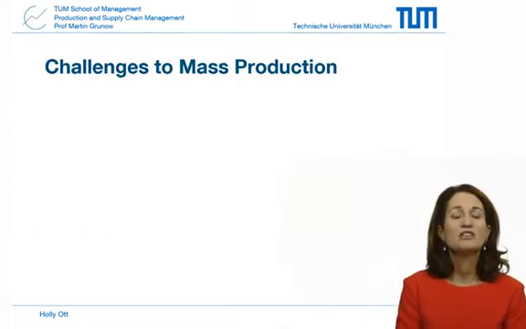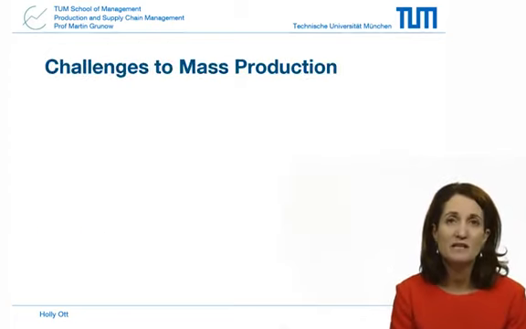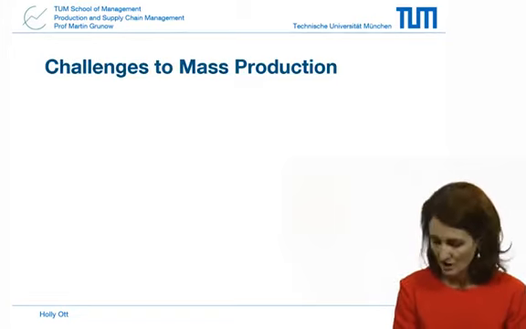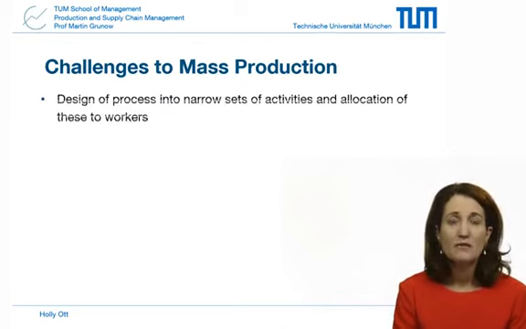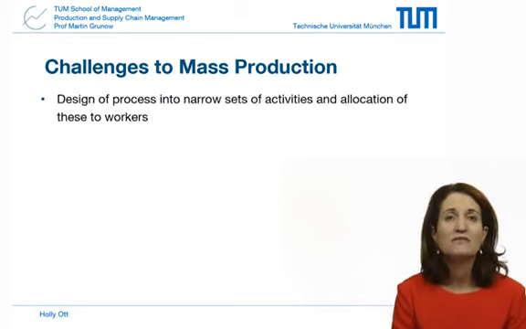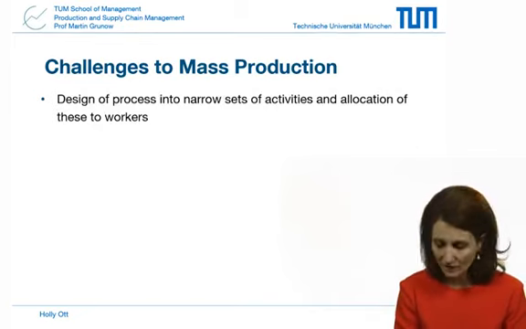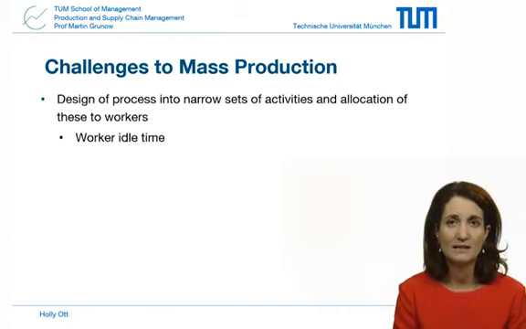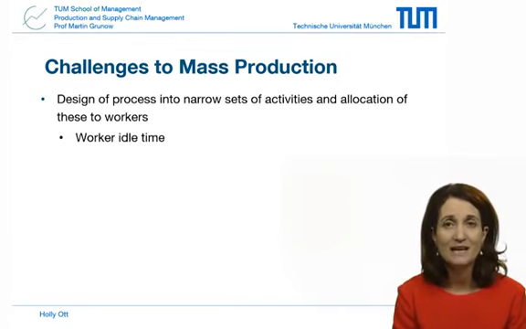But let's look at the challenges to mass production, and this is the basis for our course. We're going to be looking at the math behind many of these issues as well as the human issues. For example, for mass production, a process is divided into a workload of activities and allocated to workers. And this often results in the situation that some workers are idle some of the time. Now, what is this idle time? We'll see this in the next lectures as a waste, a non-value added activity which costs money.